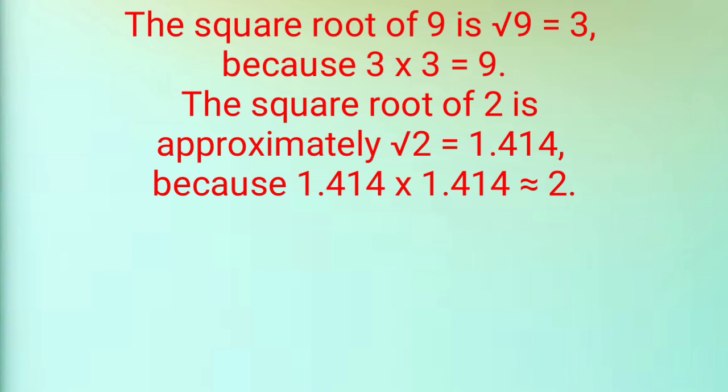For example, the square root of 9 is square root 9 equals 3, because 3 x 3 equals 9. The square root of 2 is approximately square root 2 equals 1.414, because 1.414 x 1.414 approximately equals 2. Remember that not all numbers have exact square roots, and some square roots may be irrational numbers, non-repeating decimals.